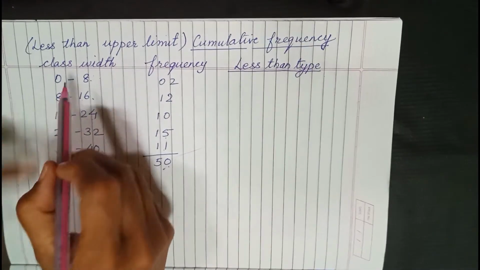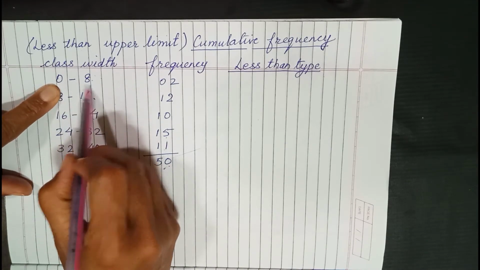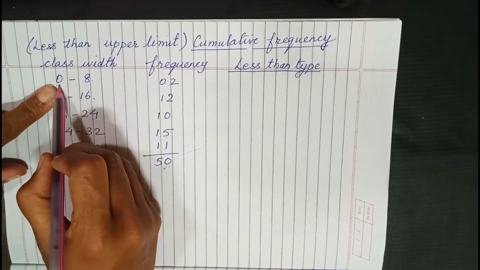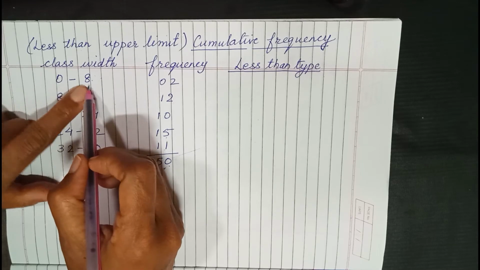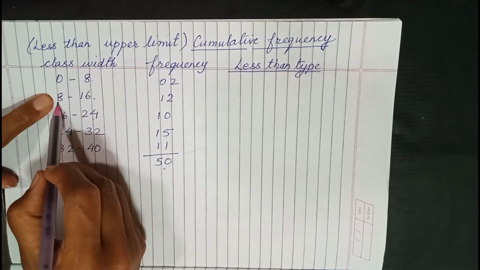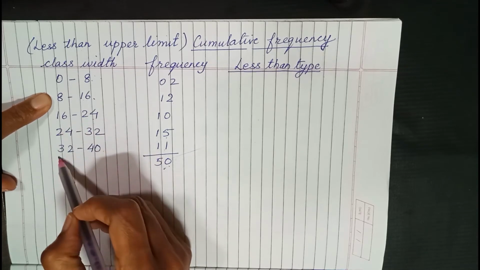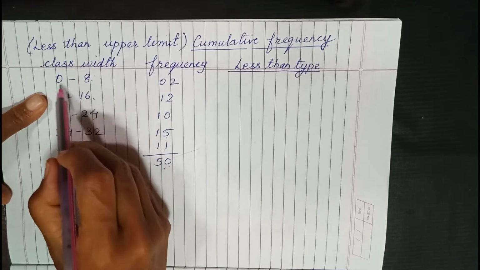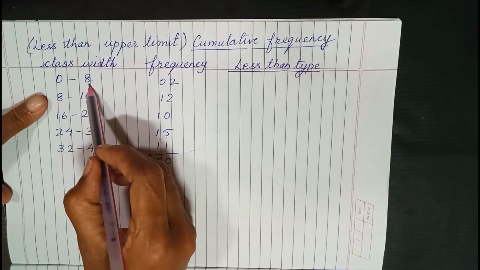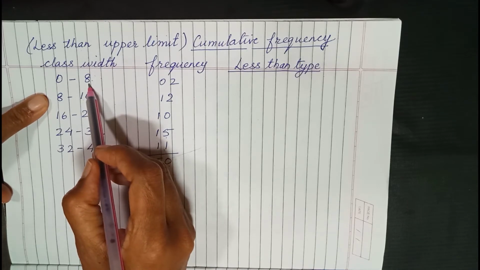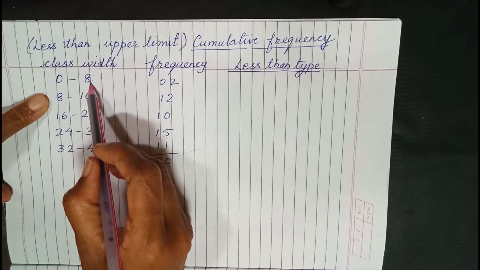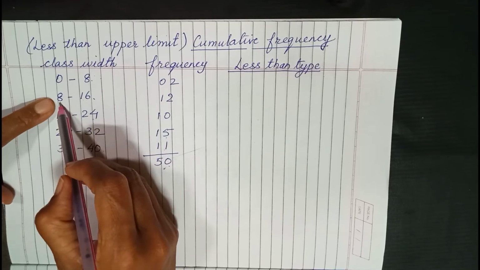Right? Let's understand this. Now let us say in this class 0 to 8, 0 is the lower limit. 8 is the upper limit. And here 8 again is the lower limit. So you can see this is a continuous form of class. Now, as you are aware, in continuous classes, the upper limit is not included in that class. That means 8 is not included here, but 8 is included here.